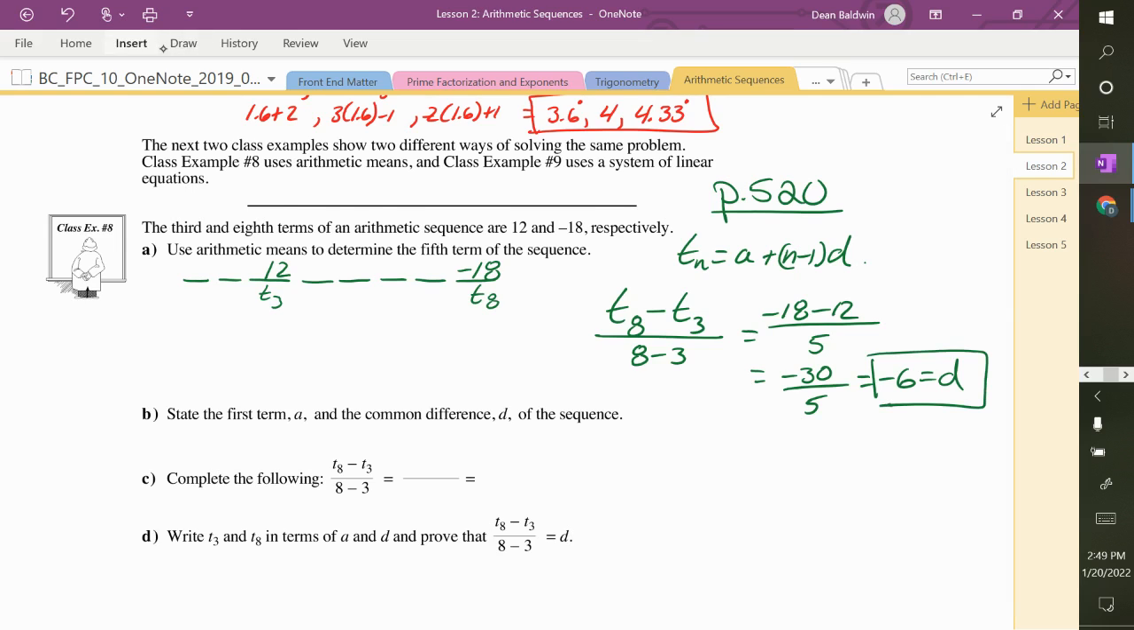So if you want to know everything else, you can just go negative 6. What's 12 minus 6? 6. Then you subtract 6 again to get 0. Subtract 6 again, you get negative 6. Subtract 6 again, you get negative 12. Subtract it one more time, you get negative 18. So it works. How do I get the first two? You would add 6 because you're going the other way. So this is going to be 18. The first term is 24.